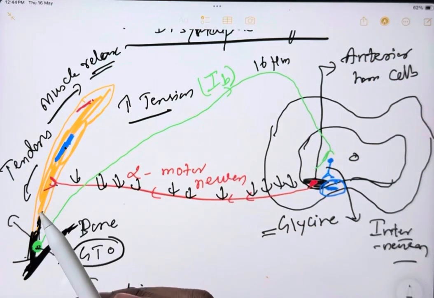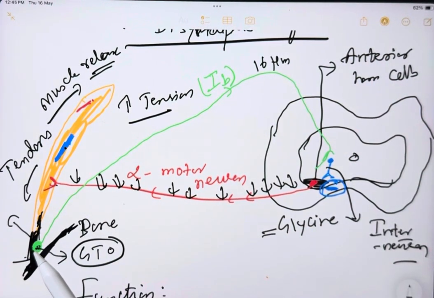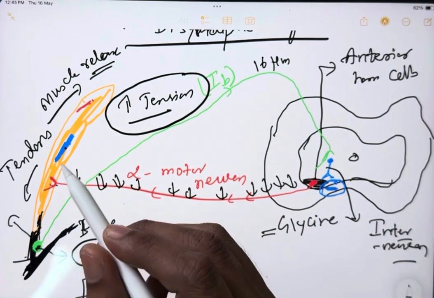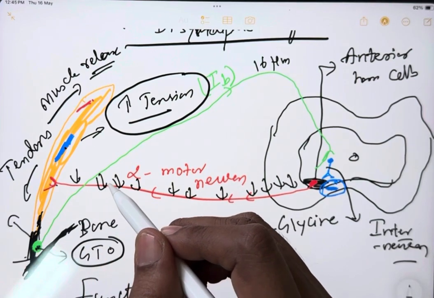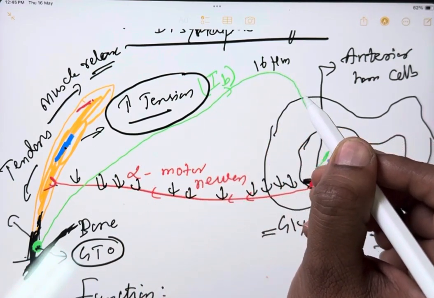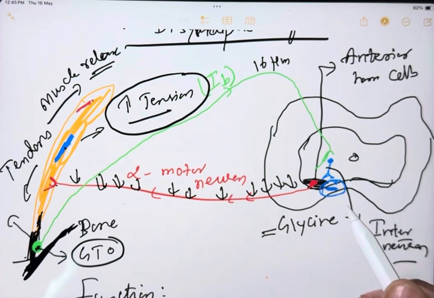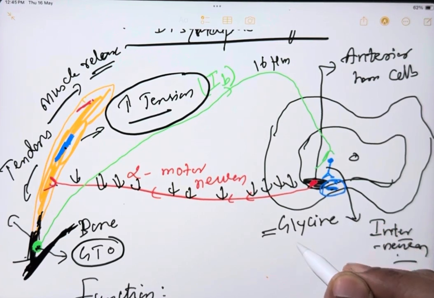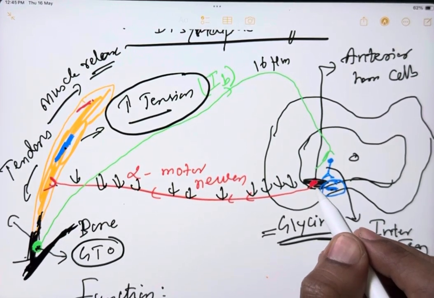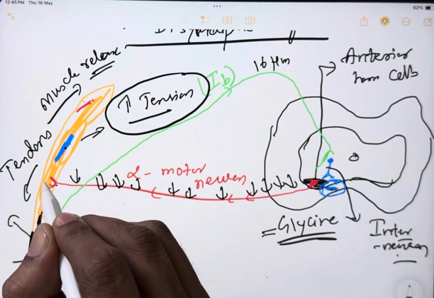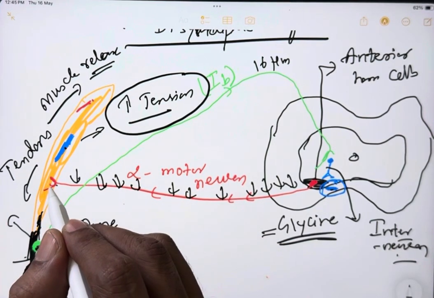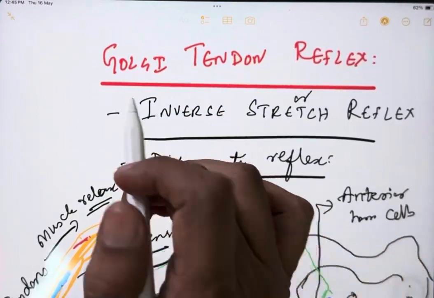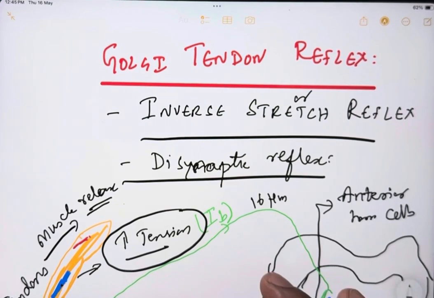Now, this is the normal, let me revise it. Golgi tendon organs, which are present in the tendons, are stimulated when there is an increase in the muscle tension. The Golgi tendon organ sends the signal through the 1B nerve fibers to the spinal cord posterior root, and there will be an interneuron in between. This interneuron is an inhibitory interneuron which releases the neurotransmitter glycine, which causes inhibition of the alpha motor neuron supplying the muscle, and due to this inhibition the muscle will relax and the tension is released. So, this is known as the Golgi tendon reflex or the inverse stretch reflex.